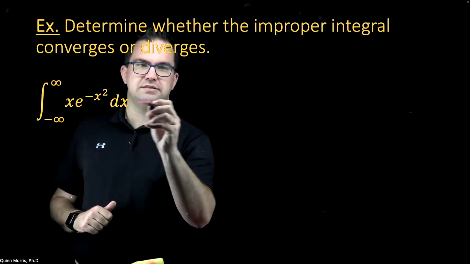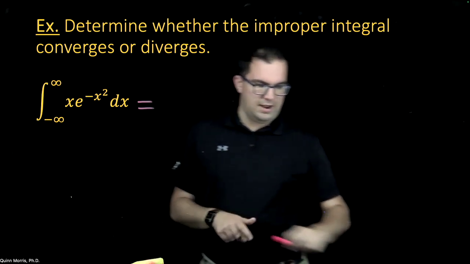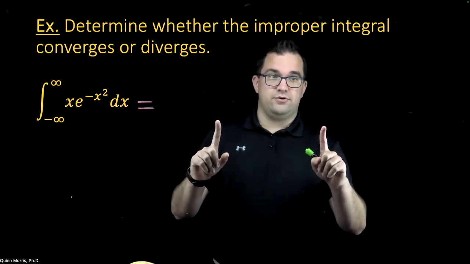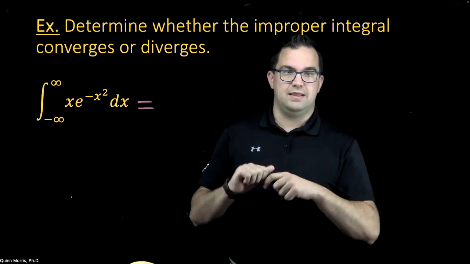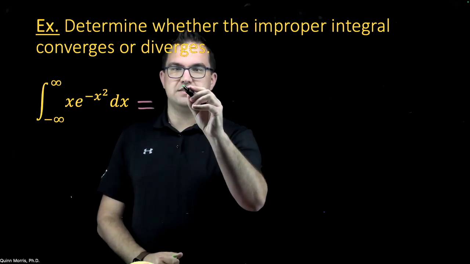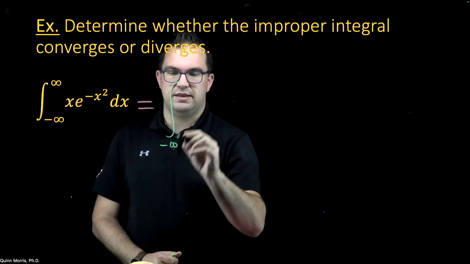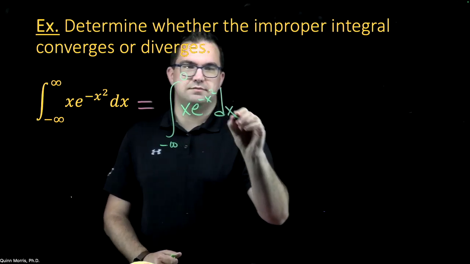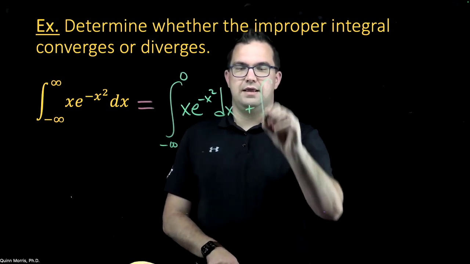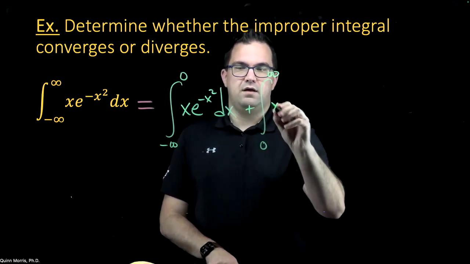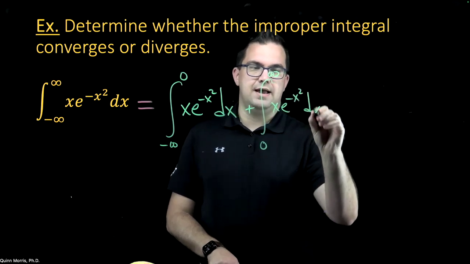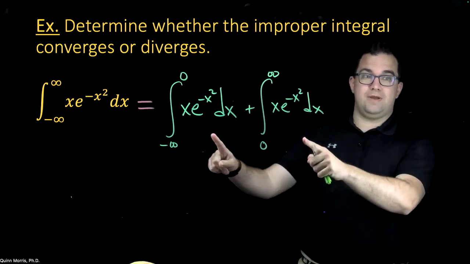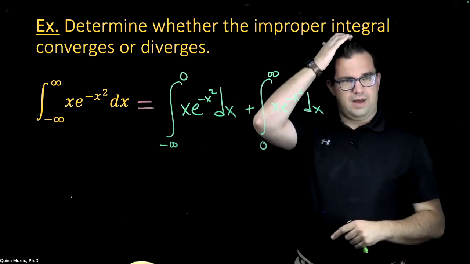So in particular, in this case, I might first think about rewriting this integral so that if I rewrite it as two integrals, each of them only has one infinite limit of integration. So for example, I might break this up as an integral from minus infinity to 0 of x e to the minus x squared dx plus an integral from 0 to infinity of x e to the minus x squared dx. Now, the nice thing about this is while now I have two improper integrals, they're each sort of improper integrals that I know how to deal with.